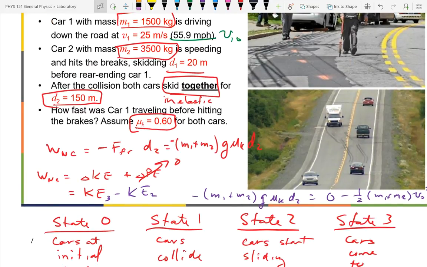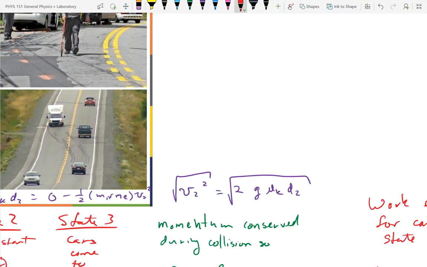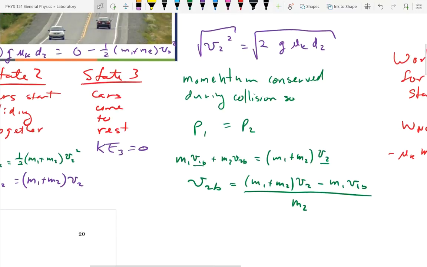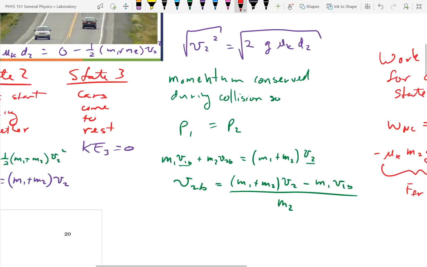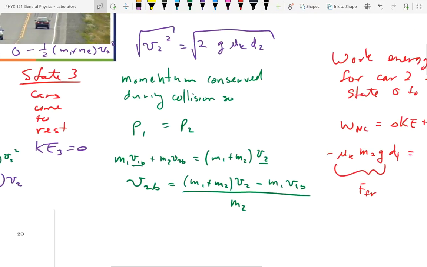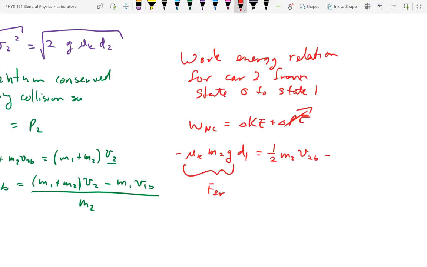Let's see, I used D, I should use D. Oh, I did have D2 there. It wasn't a mistake. So I try to skip the distance D1. So this is the force of friction times D1 is equal to the kinetic energy just before the collision, which is minus at the beginning.